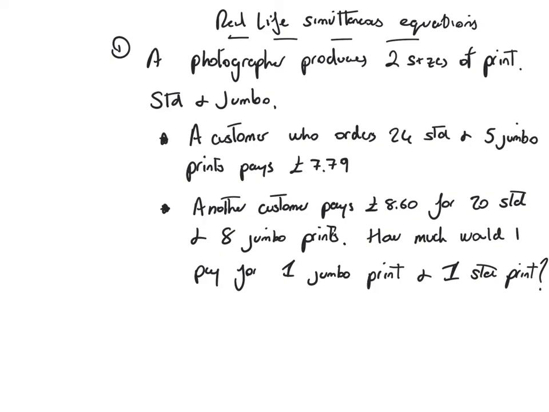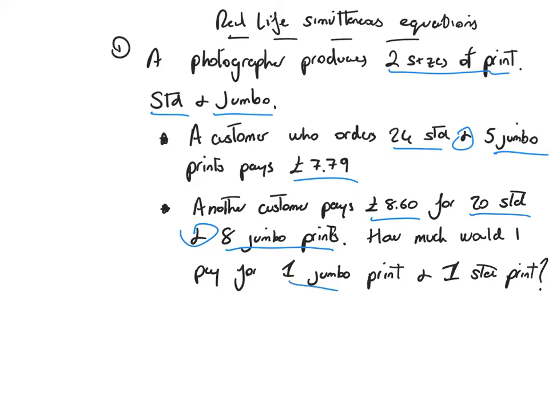Okay, we're going to continue a look at real-life simultaneous equations. The question says, a photographer produces two sizes of print, standard and jumbo. A customer who orders 24 standard and 5 jumbo prints pays £7.79. Another customer gets 20 standard and 8 jumbo prints and pays £8.60. How much would I pay for one jumbo print and one standard print?